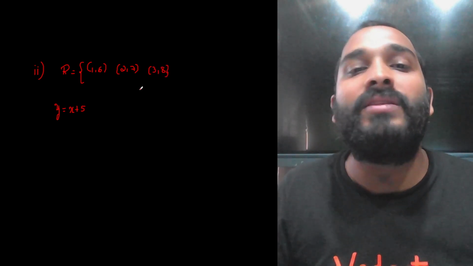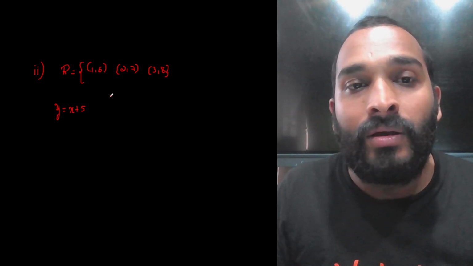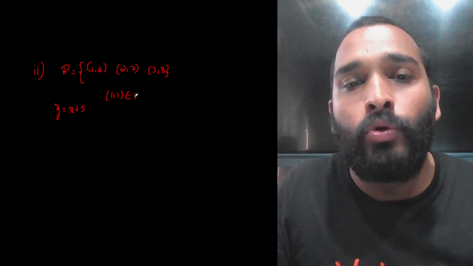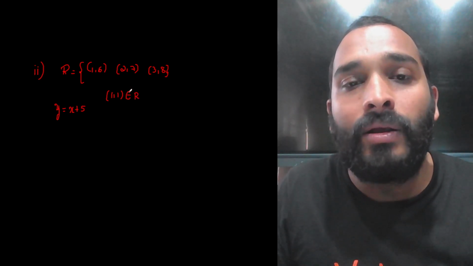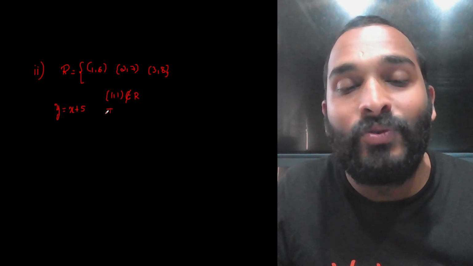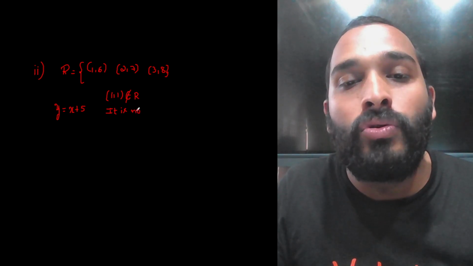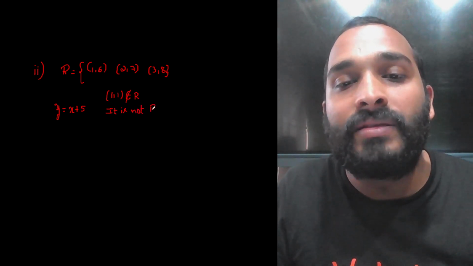Now tell me whether this set is reflexive, symmetric or transitive. No, because as we know, 1 comma 1 does not belong to R, and 2 comma 2, 3 comma 3 also does not belong to R. So what we can call it? It is not reflexive, right? It is not reflexive.